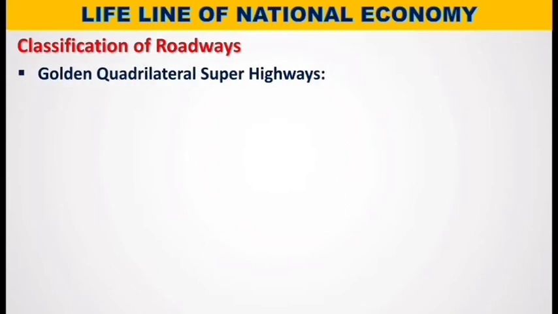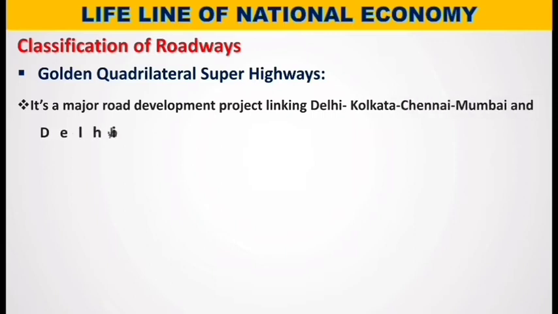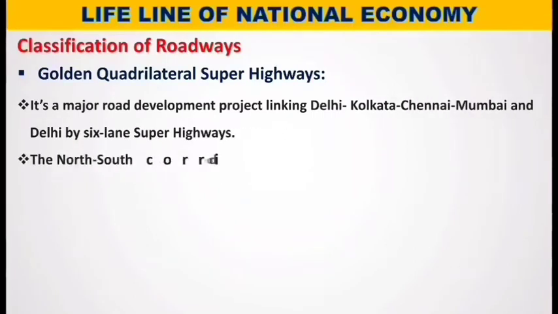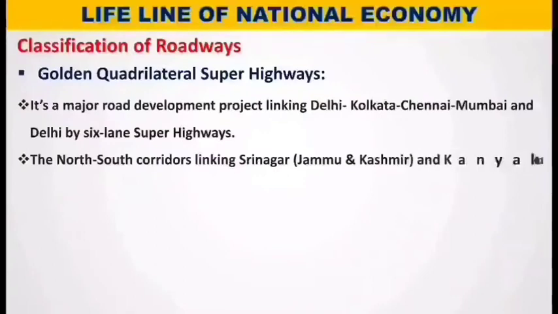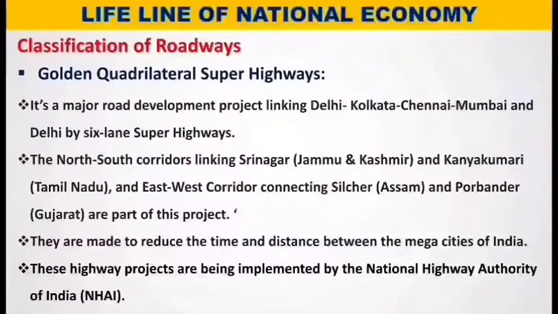First, Golden Quadrilateral Superhighways. It is a major road development project linking Delhi, Kolkata, Chennai, Mumbai, and Delhi by 6-lane superhighways. The north-south corridor linking Srinagar of Jammu and Kashmir to Kanyakumari of Tamil Nadu and the east-west corridor connecting Silchar of Assam to Porbandar of Gujarat are the parts of this project.